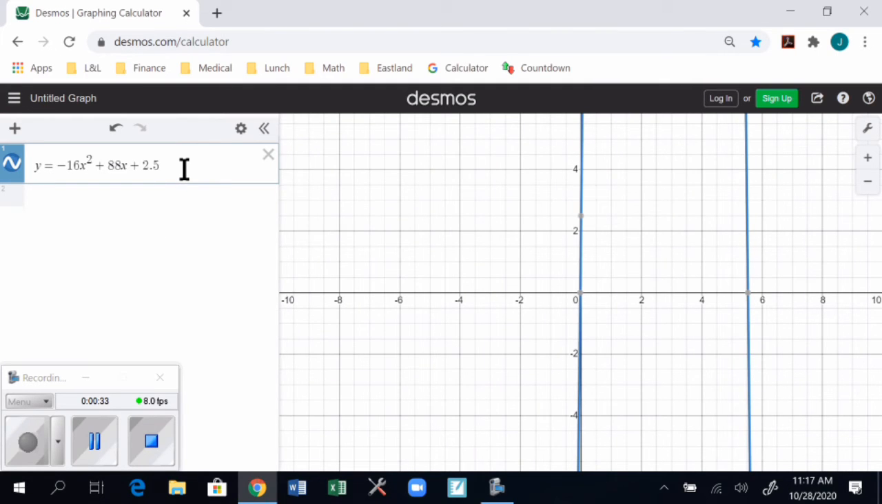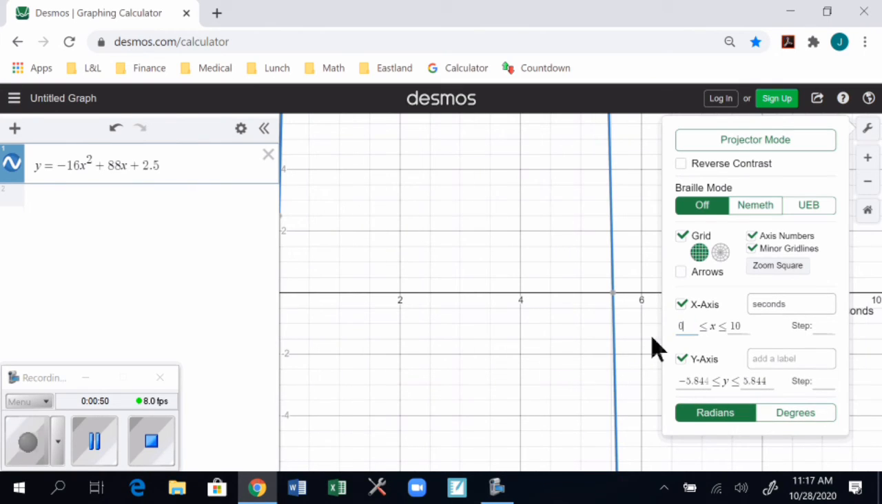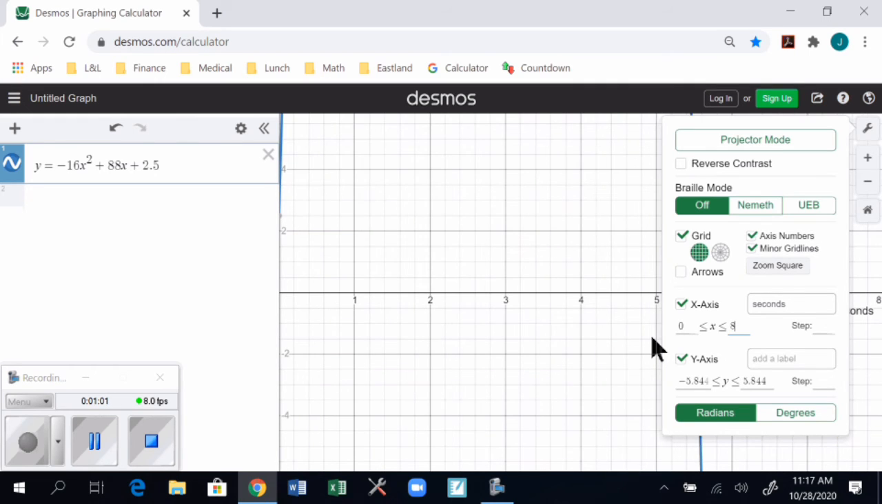If you want this graph to really look good on Desmos so you can check your answers, I'd recommend going to this wrench up here and adjusting your x-axis. The x-axis is the number of seconds that the football is in the air. We know it's going to start at 0 seconds, and the best NFL punters can punt at 5 seconds in the air. So maybe I'll go a little beyond that, to 8 seconds. That puts the 5 towards the middle of my graph.